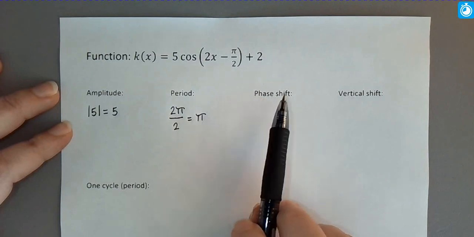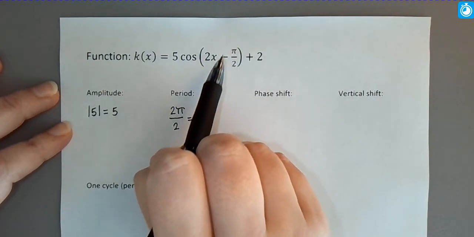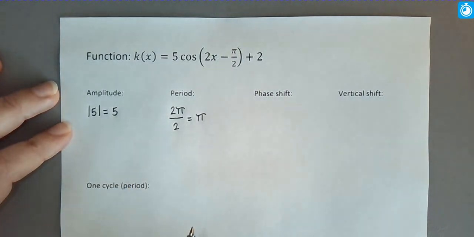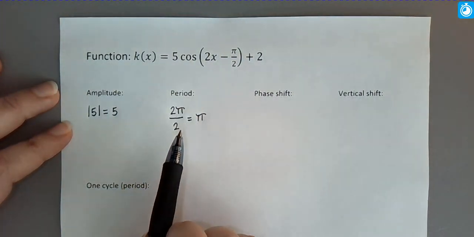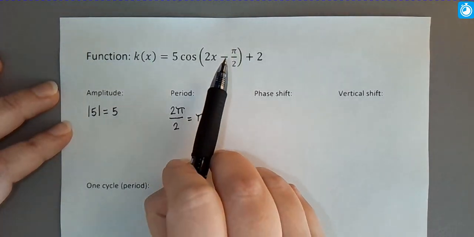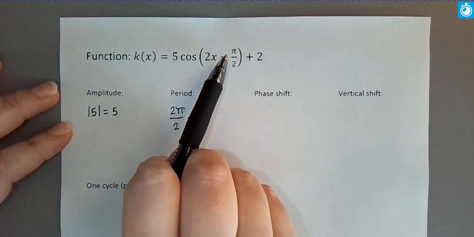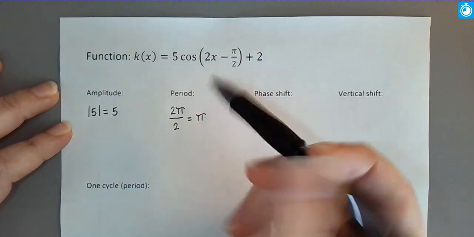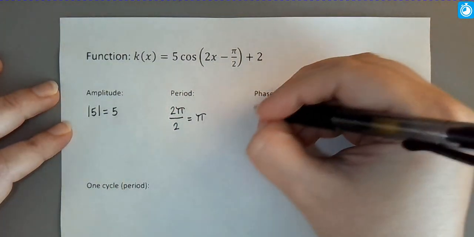Now a phase shift is going to be a shift to the left or a shift to the right, and we know we have a phase shift if there is a value added or subtracted from x inside of the trig function. Now we have to be careful here. Remember, there's a little bit of an issue with the sign. If we're subtracting here, the shift is in the positive direction. If we're adding, the shift is in the negative direction. So because we're subtracting, we know this is going to be a positive shift.